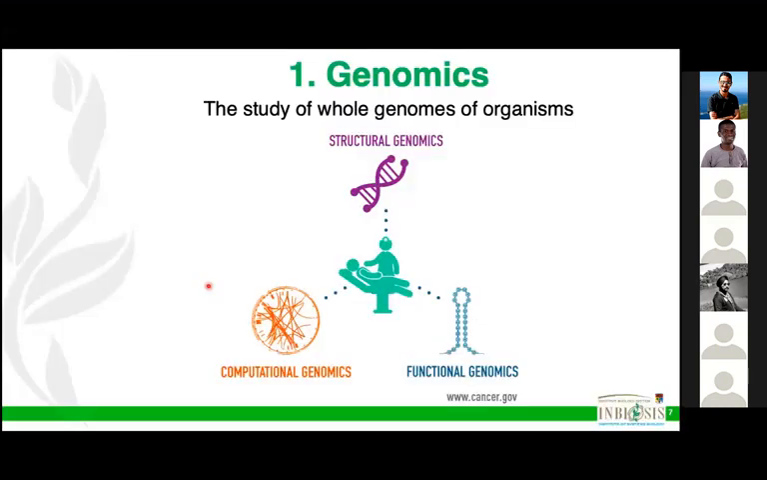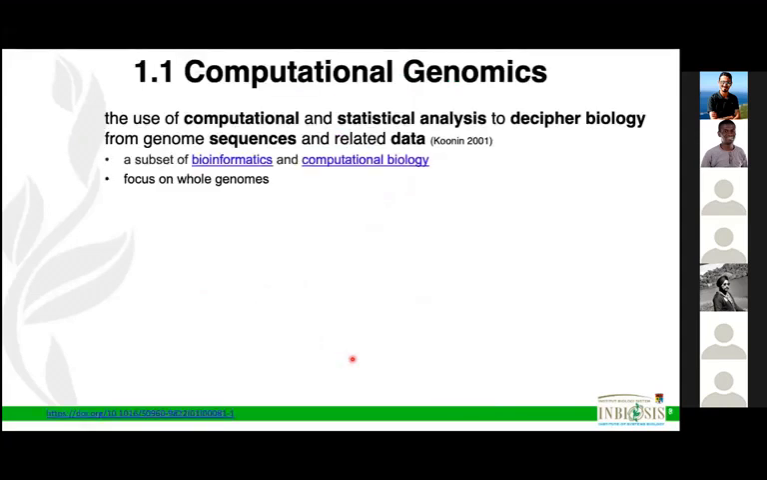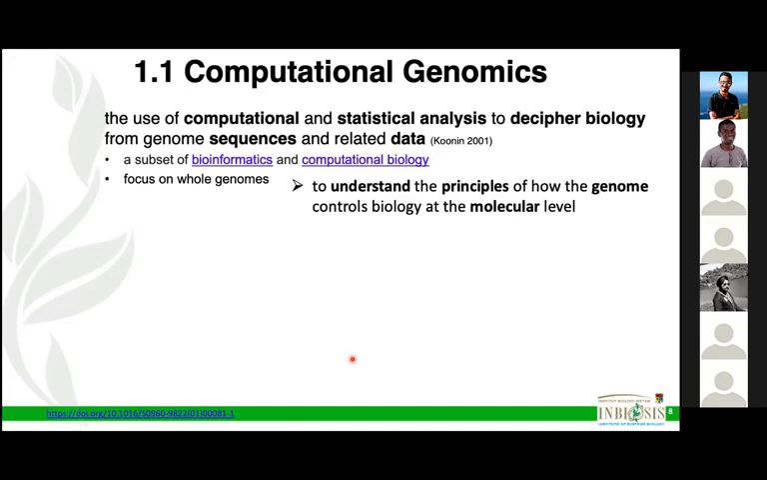So basically, genomics is the study of whole genomes of organisms, whereas genetics deals with single genes or heredity. So we are commonly familiar with functional genomics and structural genomics. Computational genomics has evolved so broad until it became a field on its own. So what is computational genomics? It's the use of computational and statistical analysis to decipher biology from genome sequences and related data, which is a subset of bioinformatics and computational biology, the society today, okay? And it focuses on the whole genome to understand the principles of how the genome controls biology at the molecular level.